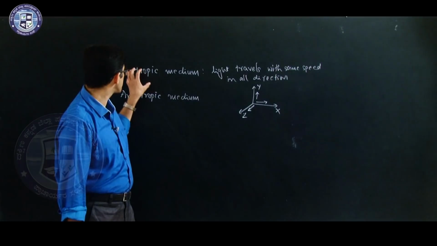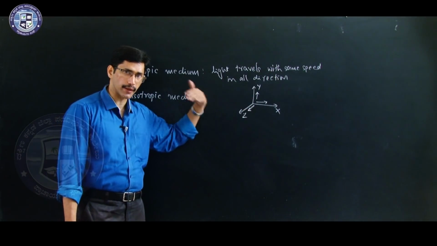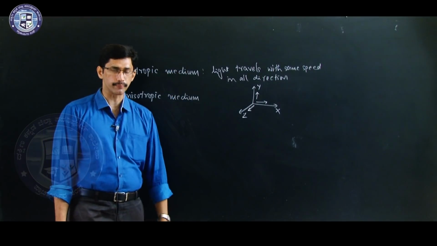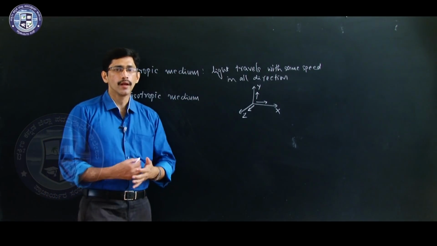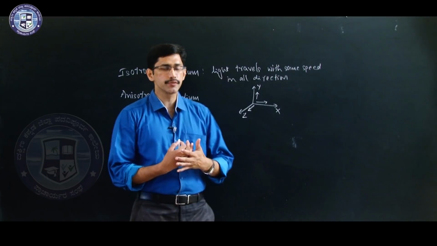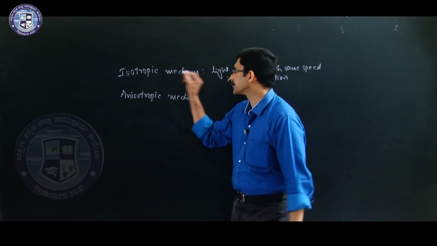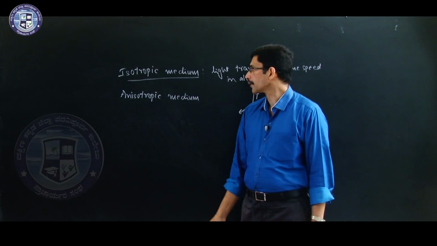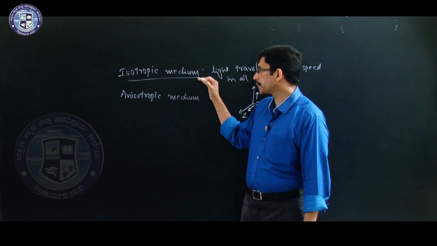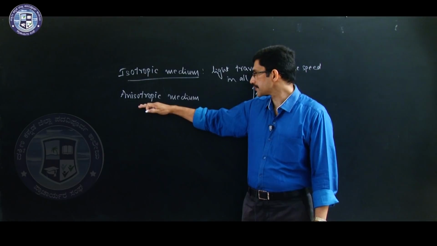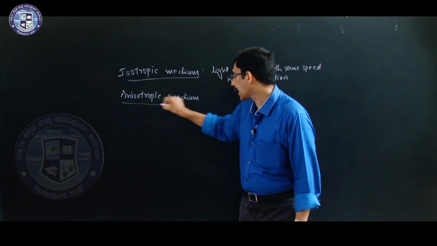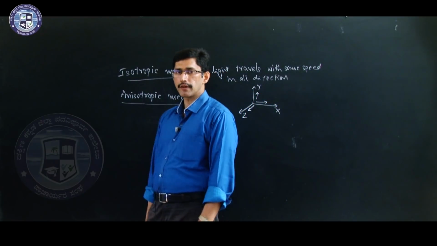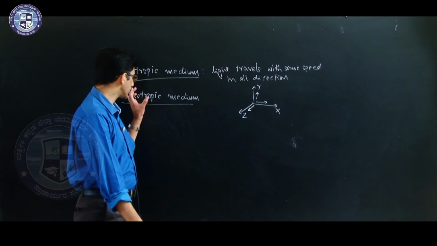So, the medium in which the speed of light remains the same in all the directions is said to be the isotropic medium. Glass is an isotropic medium where light travels with the same speed in all the directions. So, that is an example for isotropic medium. Now, with the definition of this isotropic medium, hope you understand what is anisotropic medium. In an anisotropic medium, the speed of light is different in different directions.